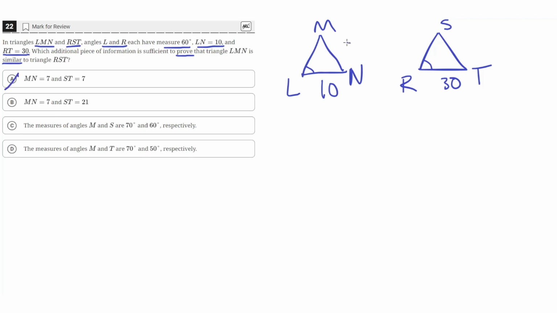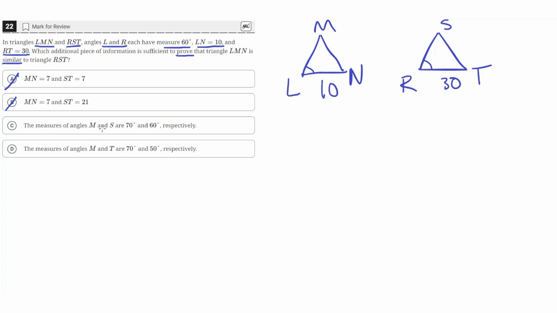MN is 7 and ST is 21. This is not enough information to prove that two triangles are similar, because the third side could be of any length. So it's not constrained enough by the fact that this angle is equal to that one and that these two sides are proportional. So B cannot be the answer either.